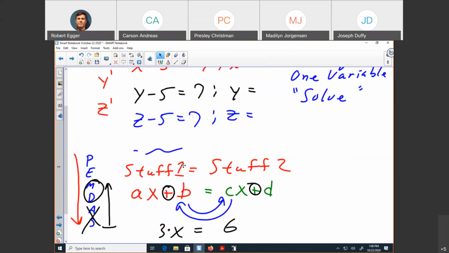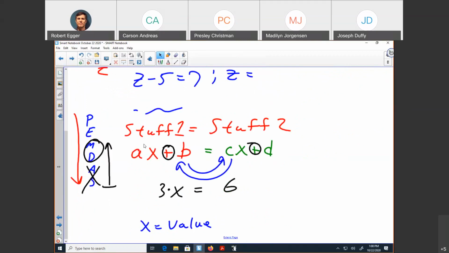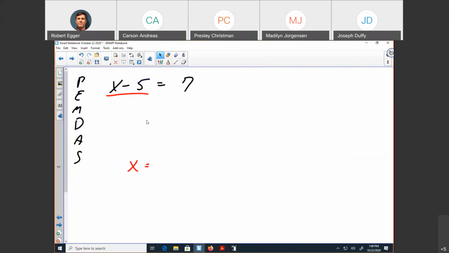This guy is already in ax plus b format. It's in the condition I want. And same with the right. It's just 7. It's a constant. So now I'm ready to move things.